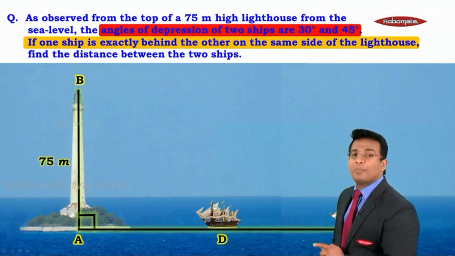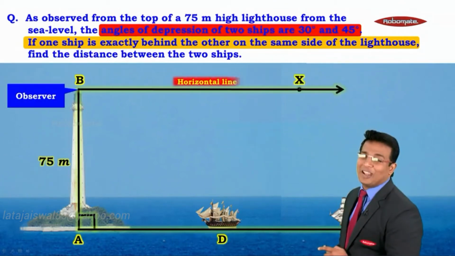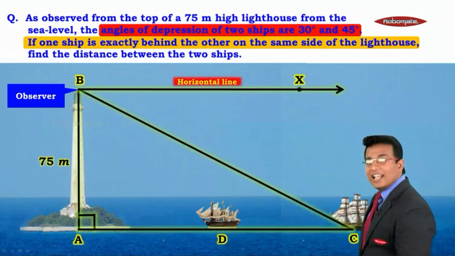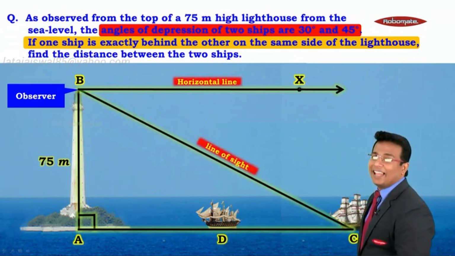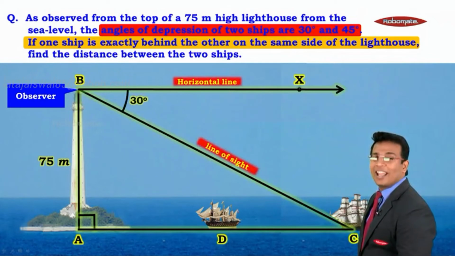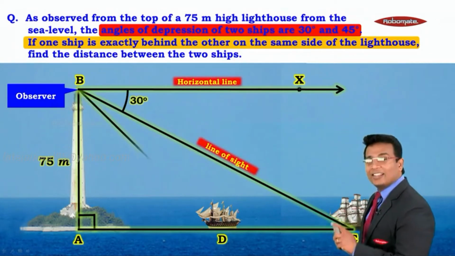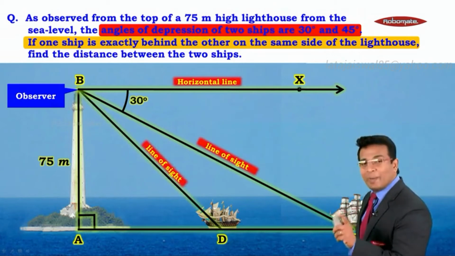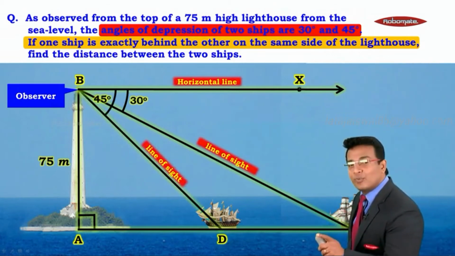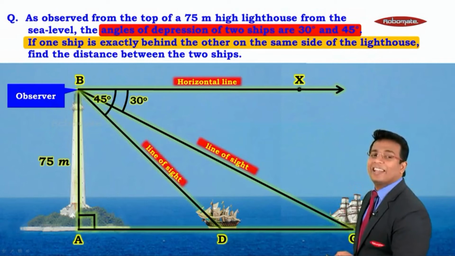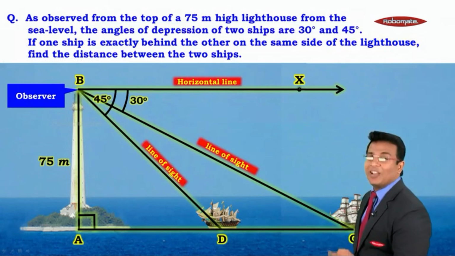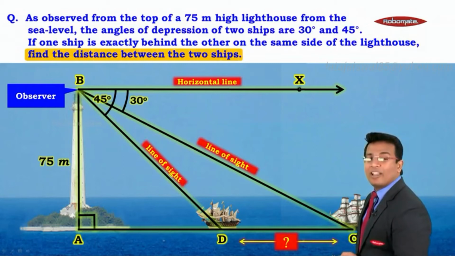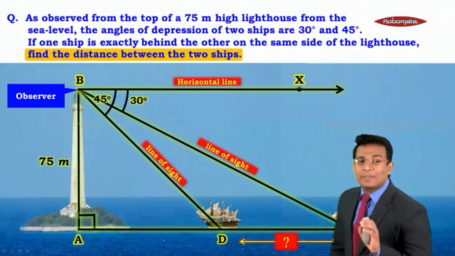From that point there is a horizontal line. And when he observes point C, there is a line of sight, and that angle is the smaller angle, which is 30 degrees. And from point B, when he looks at the ship at point D, there is another angle formed, the angle of depression, which is 45 degrees. This is what you're supposed to draw. And they say find the distance between the two ships. That means we need to find the length of DC. This is what the sum says.